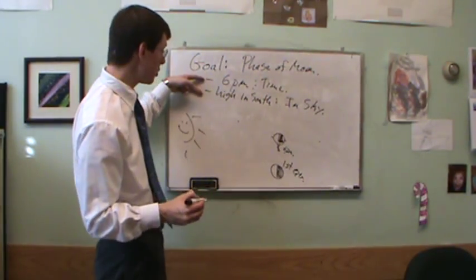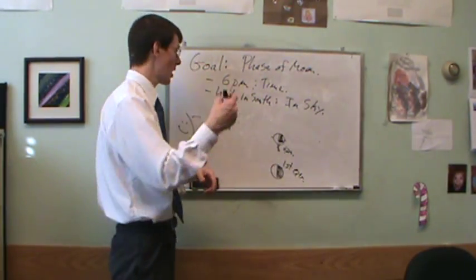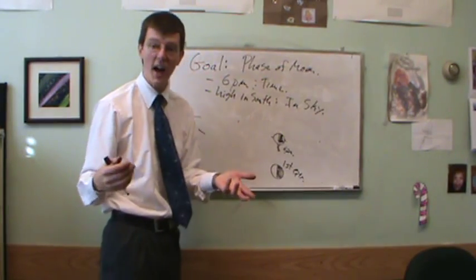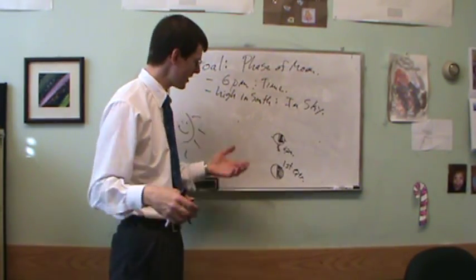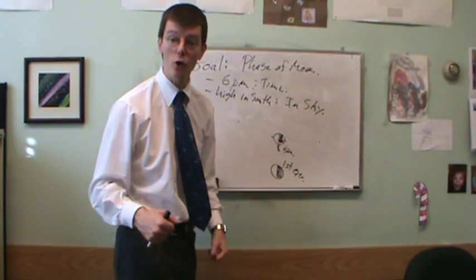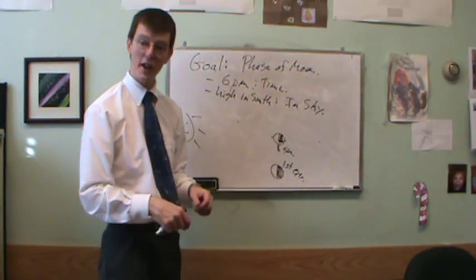So I can use these two pieces of information. Once I've drawn my diagram, if it's 6 p.m. and the moon is high in the sky, if it's roughly sunset and the moon is high in the sky, it must be a first quarter moon. The moon must be in its first quarter phase.